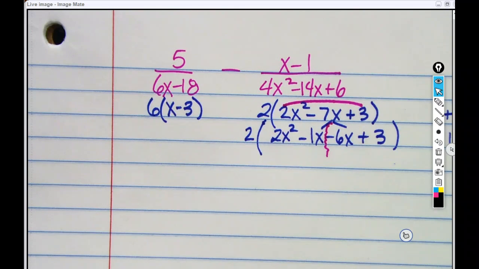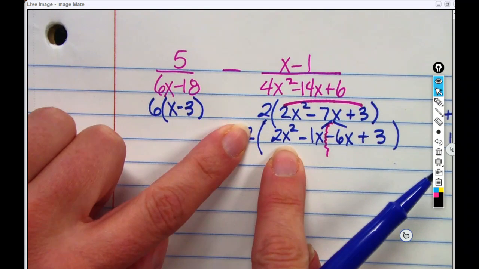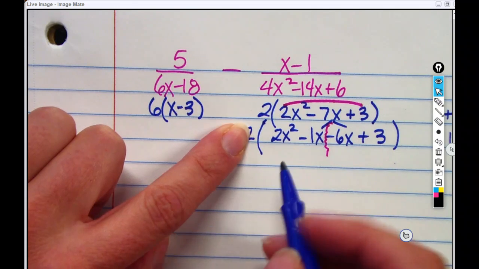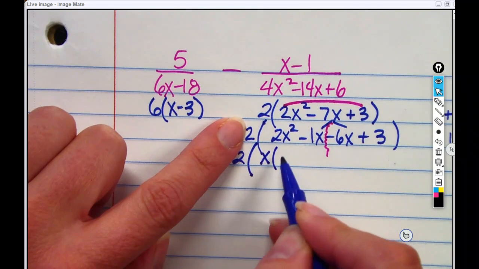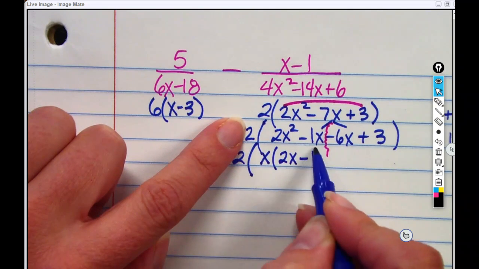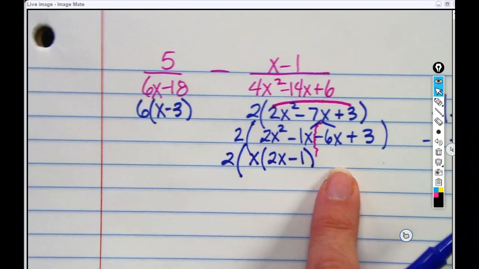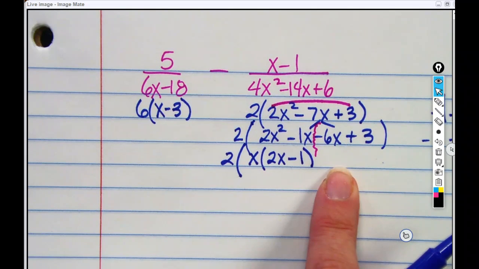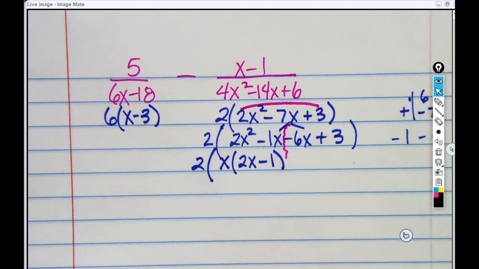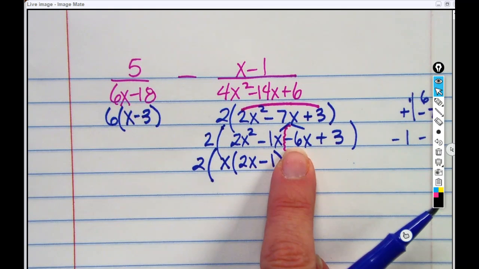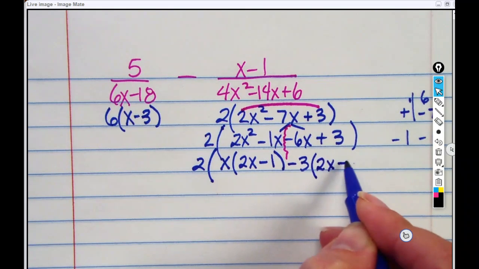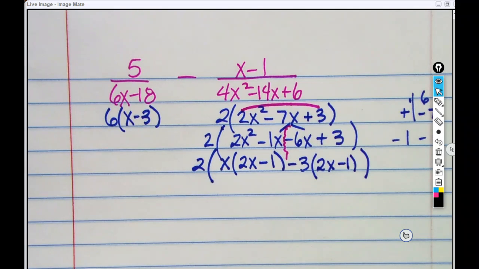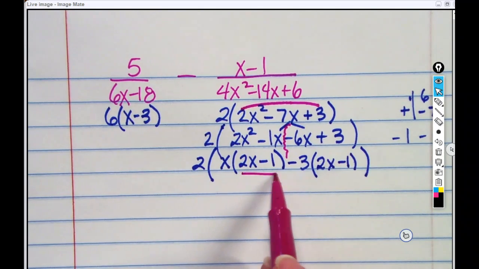Greatest common factor on the left-hand side. Good. Can't forget about this 2. So I've got x times 2x minus 1. Greatest common factor on the right-hand side. 3. And because this guy is negative, I'm going to choose to factor out a -3. 2x minus 1. I know I've done this right and it factors because those match.